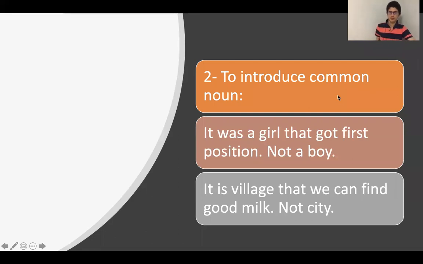So here, number 2 is to introduce a common noun. So first I said to introduce a proper noun. Here I said to introduce a common noun. Like this: it was a girl that got first position, not a boy. And the second one, it is the village that we can find good milk, not the city. So here, village and girl, both of them are common nouns, not proper nouns. So because of that, we can use Cleft sentences for these kinds of nouns also.